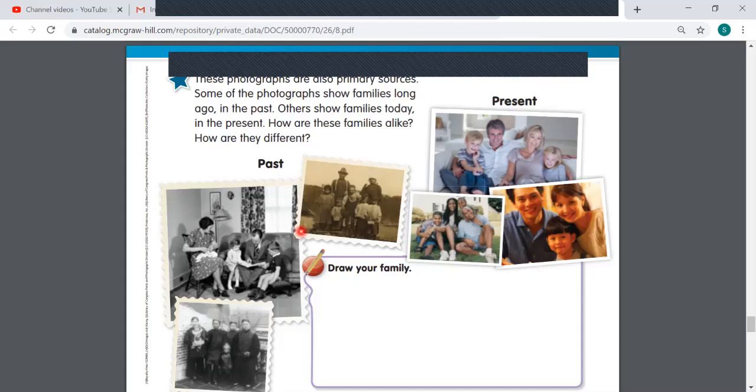So what I want you to do down here is draw your family. Just like these photographs of different families are here, you're going to draw your family because we're in the present. So we are families of the present time. That means today, not too far off in the past. So draw a picture of your family. You can use a pencil. If you would like, you can color it. You don't have to. Make sure your name is on your paper, and I can't wait to see your drawings.